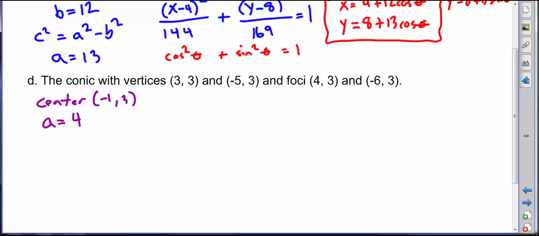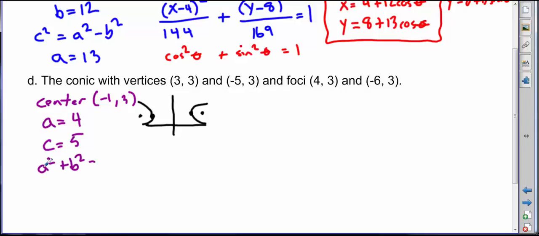If you just did a quick sketch of this, okay, so we have vertices at (3, 3) and (negative 5, 3), but then our foci are out further this way. So we know the graph has to open up like this and this, and we know that's a hyperbola, right? So just something to keep in mind. Another thing we get from the foci information is that we know that the c value has to be 5. And remember, with the hyperbolas, we just have a squared plus b squared equals c squared. It's the normal kind of Pythagorean we're used to. So b would be 3.